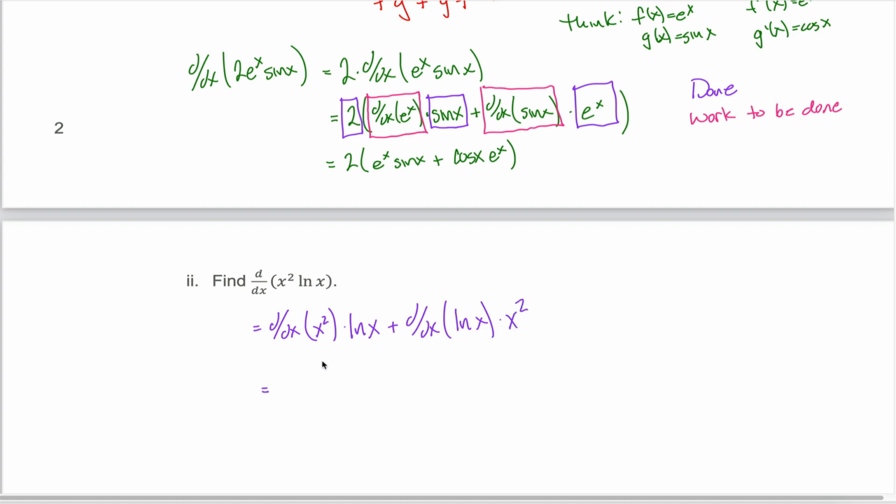Now I look at this line and think about d over dx as signifying work still needs to be done. The derivative of x squared, using my power rule, is 2 times x. I need to multiply that by the natural log of x. Not the derivative natural log of x, just the natural log of x. To that I want to add the derivative of natural log of x, which is just 1 over x.